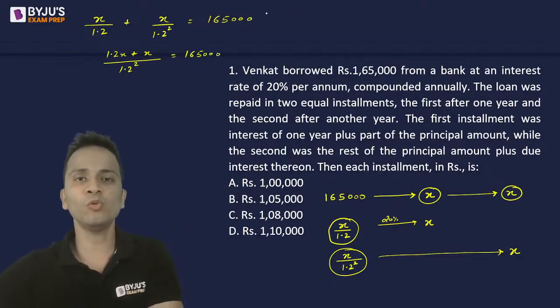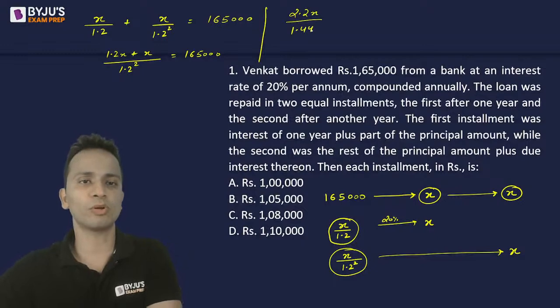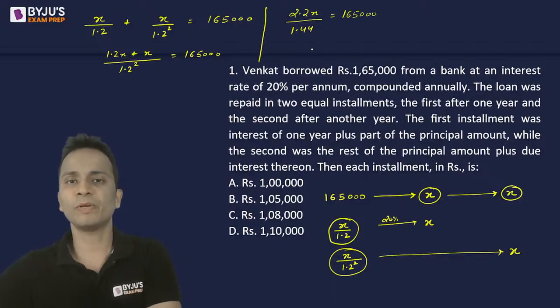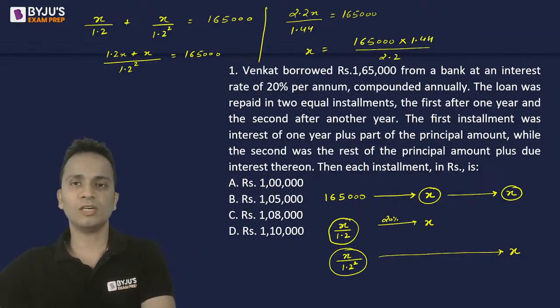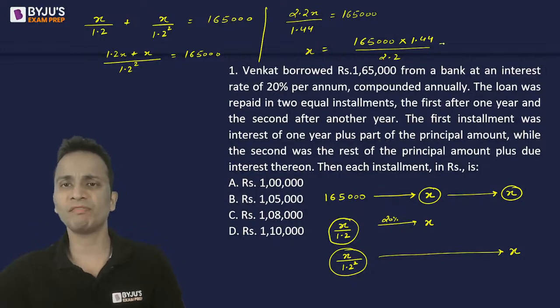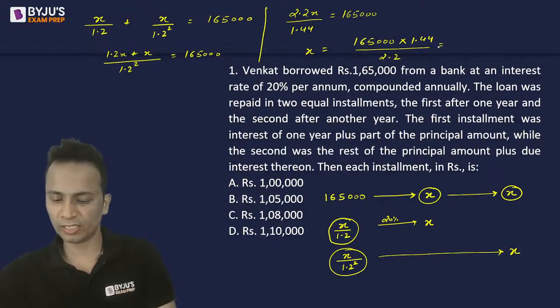Okay, so 2.2x divided by 1.44 (1.2 squared is 1.44) is equal to 165,000. So from here the value of x can be written as 165,000 multiplied by 1.44 divided by 2.2. Now you'll have to just simplify this and you will get your answer.